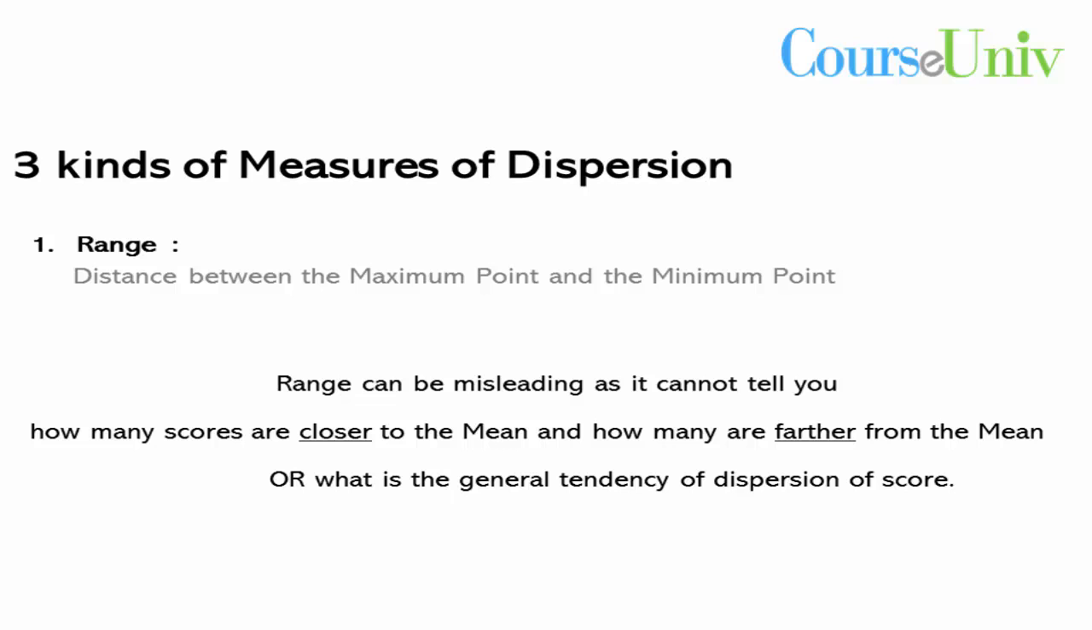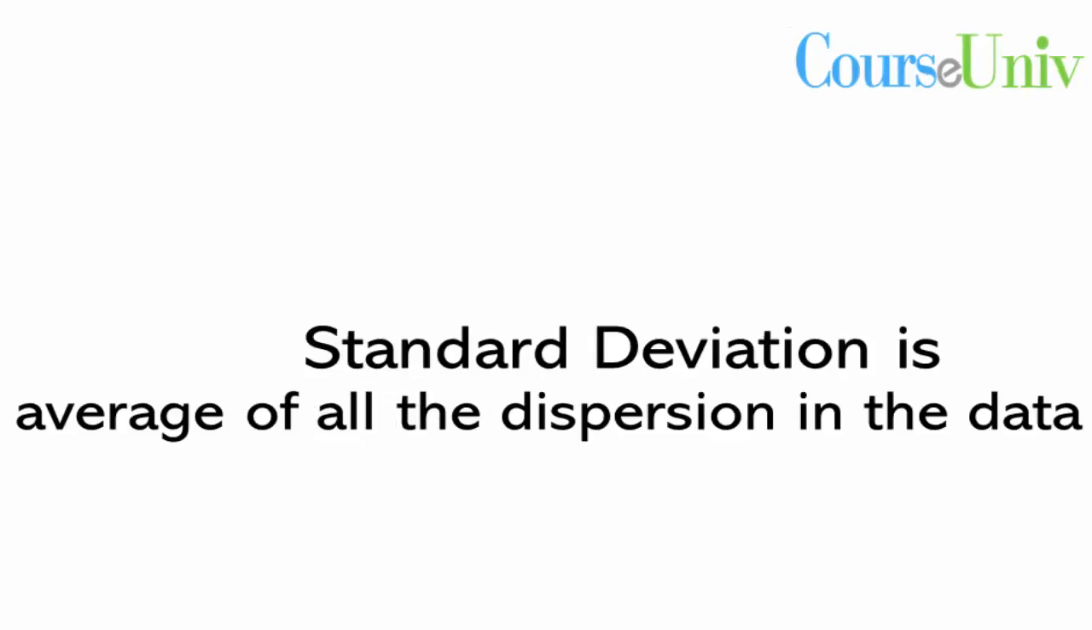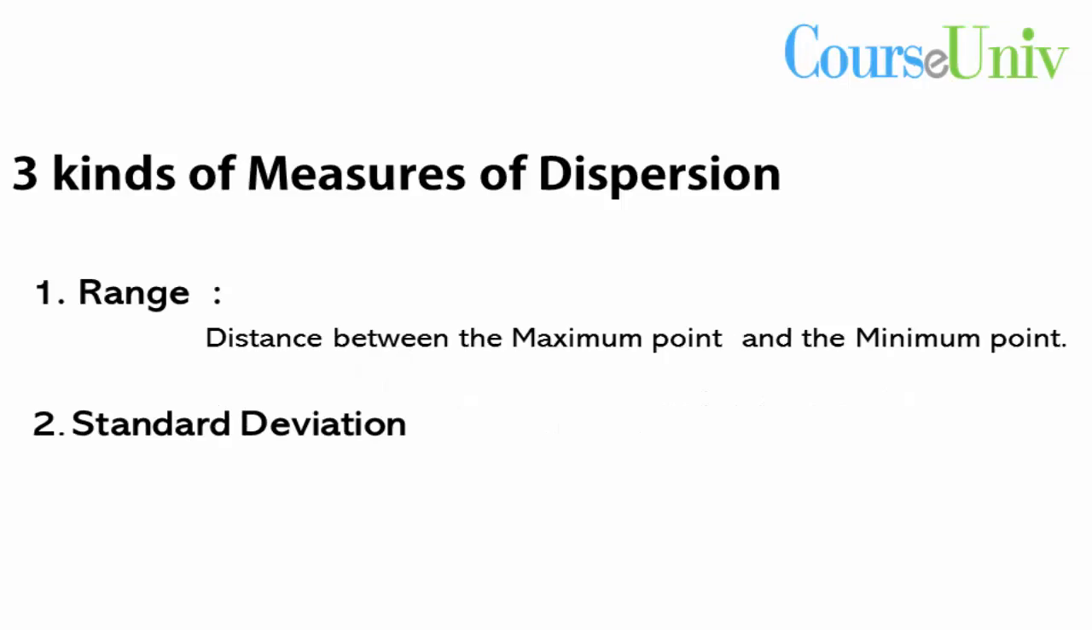In that case, to know that, we use standard deviation. Standard deviation is basically a kind of average of all the dispersion in the data. This is a very good index to know.